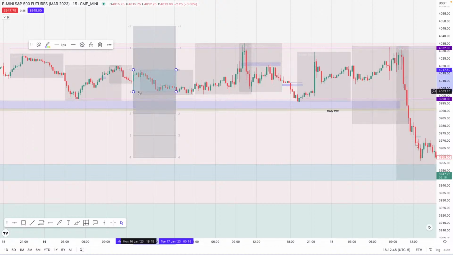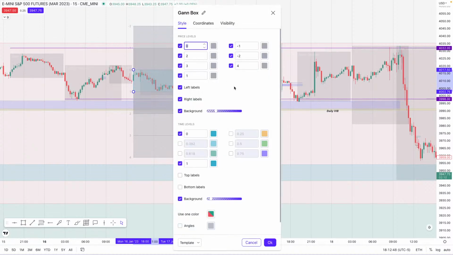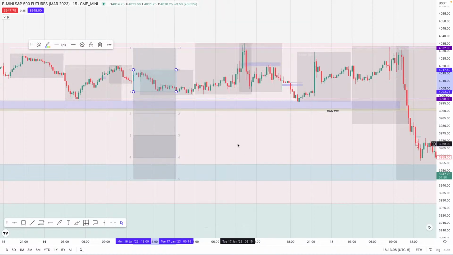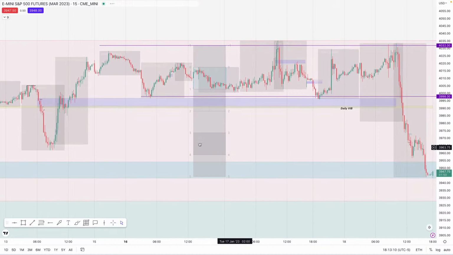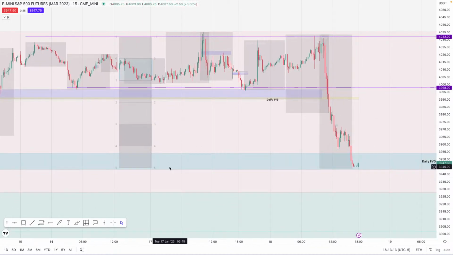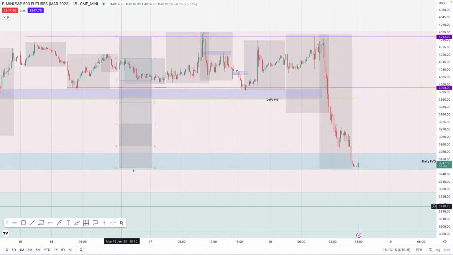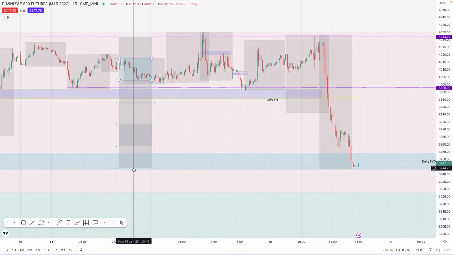So if I go into the settings of the GANN box, here are my settings: 0, 1, 2, 3, and then -1, -2. I added a 4, and sometimes I just interchange these. I don't need the -2, so I'll just come in here and hit 5, and boom. Now that gives me my standard deviation down here. There we go. Let's use this tool, and boom. Look at that. Almost to the penny.